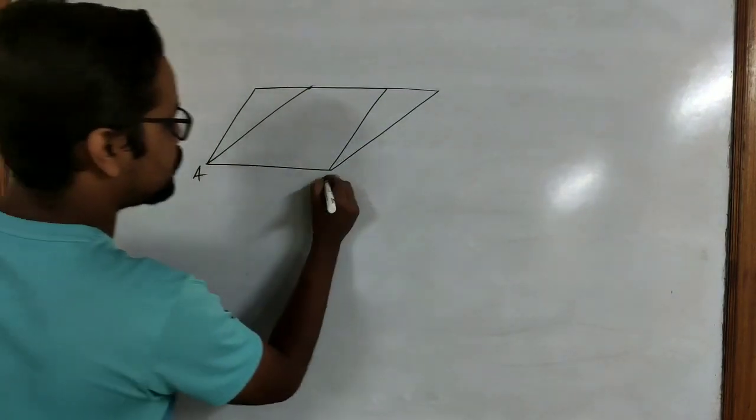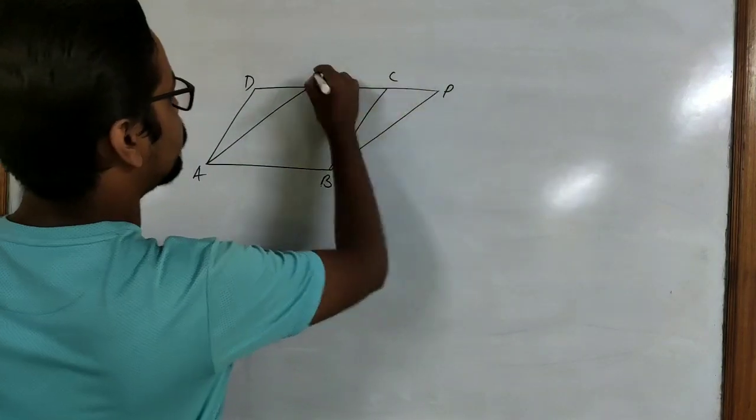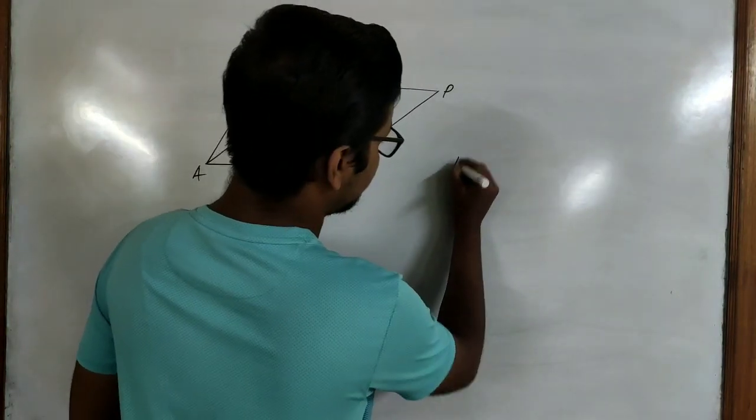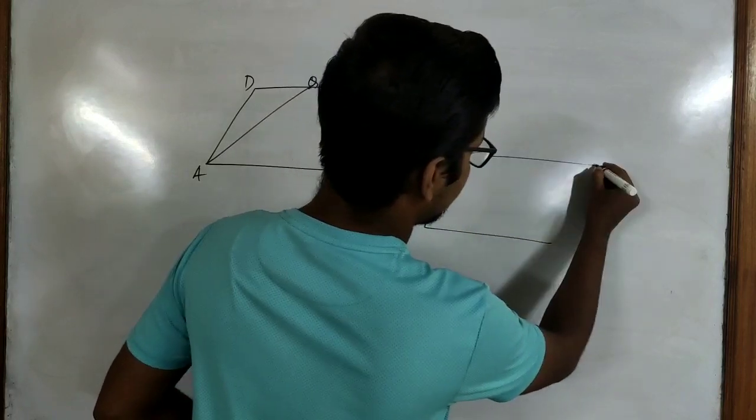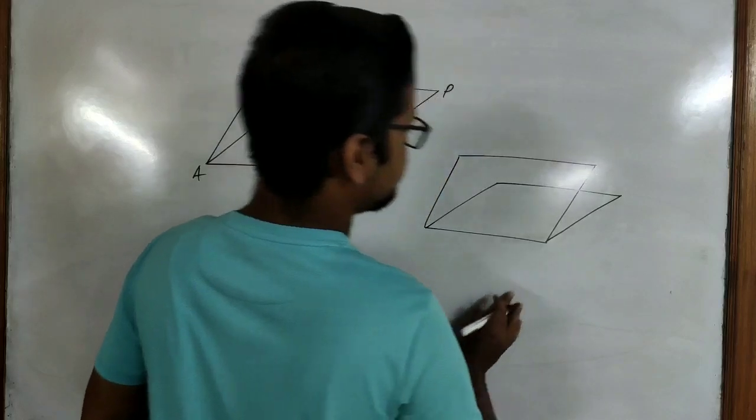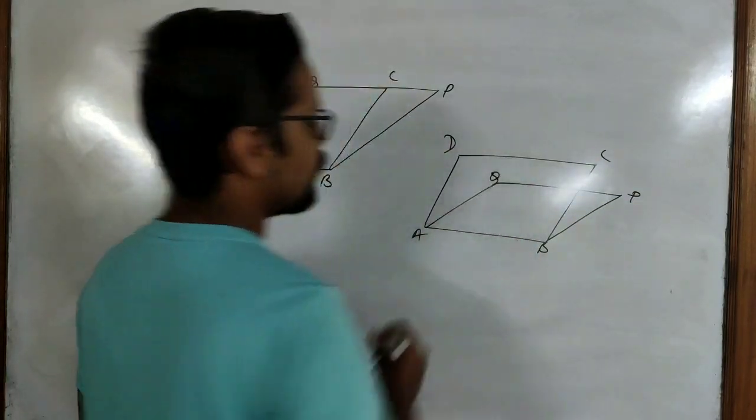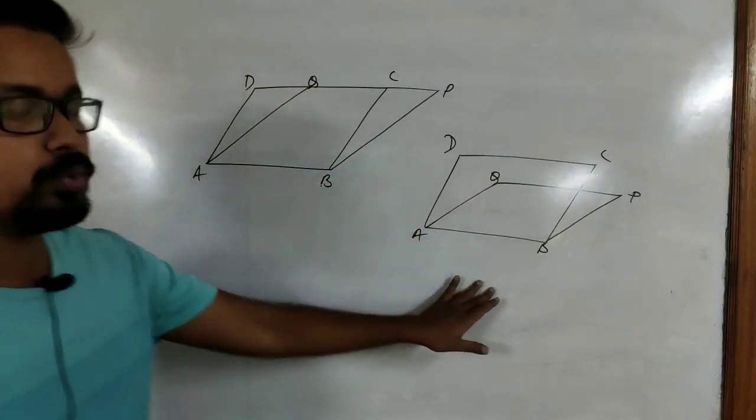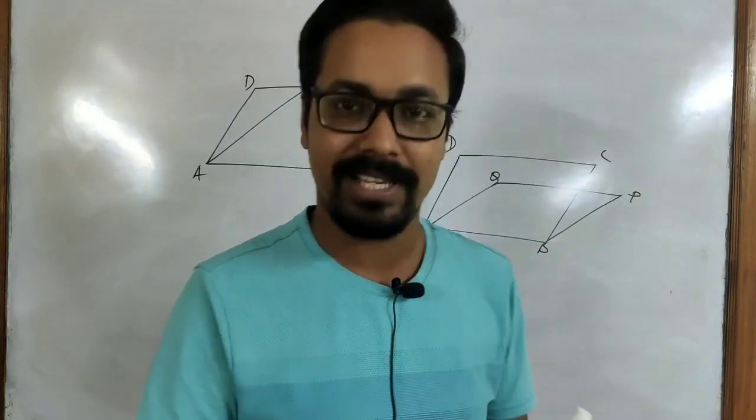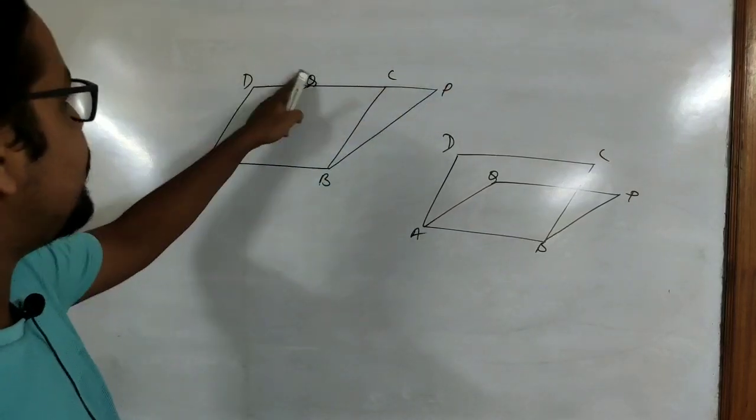Okay, let me give a name. Suppose it is A, B, C, D, this one, and this is A, B, P, Q. Okay, so here I have two parallelograms. Let me draw another figure where this is one parallelogram and this one is another parallelogram, A, B, C, D and P, Q. Okay. Now which one of these two will be lying between the same parallel lines and have a common base?